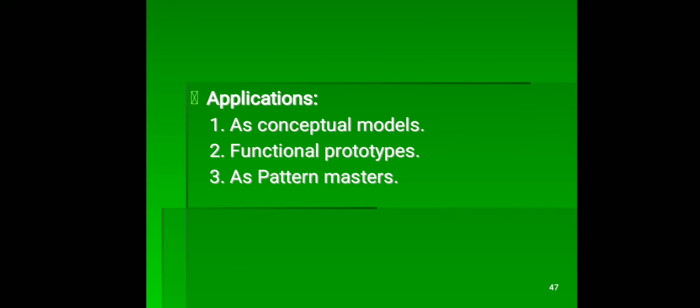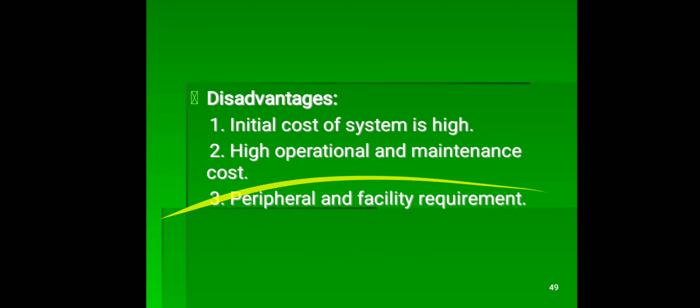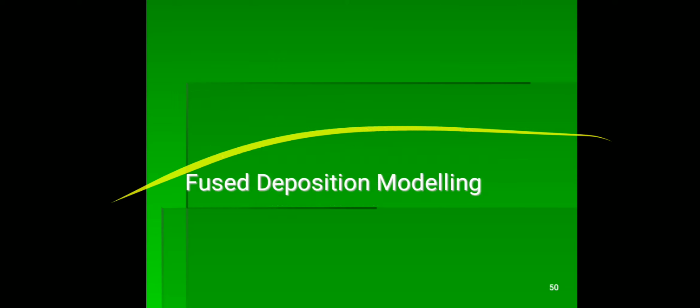Applications are conceptual models, functional prototypes, and as pattern masters. Advantages are a wide range of build materials. We can produce a wide variety of components, with high throughput capabilities and a self-supporting build envelope. Parts are completed faster. It is faster as compared to the previous one. Damage is less and there is less wastage of material. These are the advantages. Certain disadvantages, no doubt. It has high initial cost, high operational cost, and peripheral and facility requirements. So these are certain disadvantages.